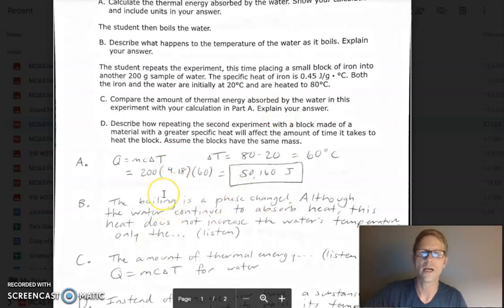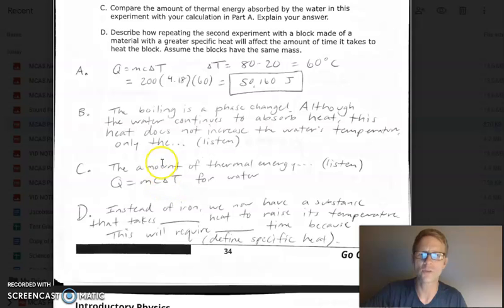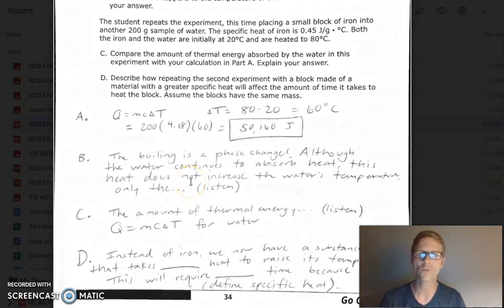Part C. The amount of energy absorbed by the water after this weird situation. I'm sorry, this is a bad question. This is very strange. They're saying we're not going to change a thing, and what happens? Well, nothing changes. They added some iron, but the water still had the same temperature changes. So the amount of thermal energy that it absorbed is the same. And remember, absorbing thermal energy is just heat. So we have the same mass, the same specific heat, and the same temperature change. So the same amount of thermal energy is absorbed.